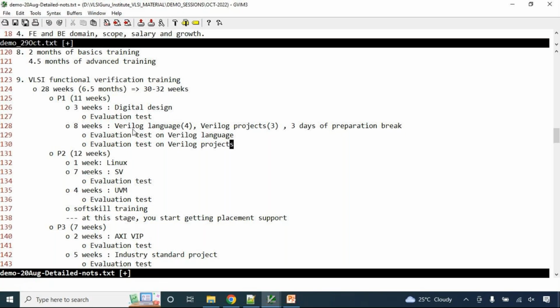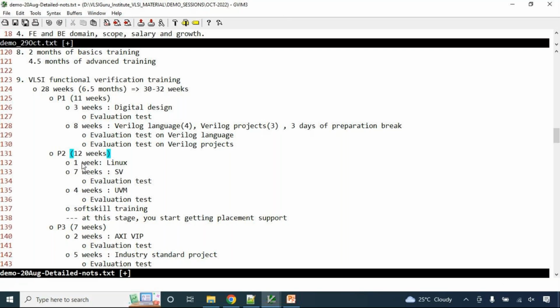One after Verilog language training is done, one after Verilog projects is done. That's how it adds to 8 weeks of time. So phase 1 is for 11 weeks. Then comes phase 2, which will start immediately. There won't be anything like a 2-week break or a 1-month semester break here. Everything will go continuously.